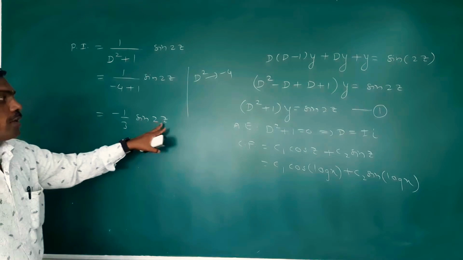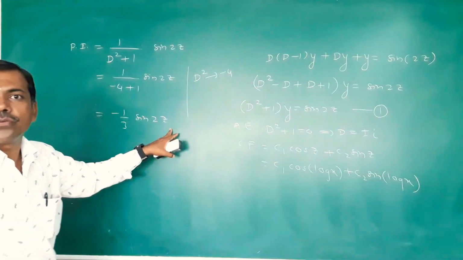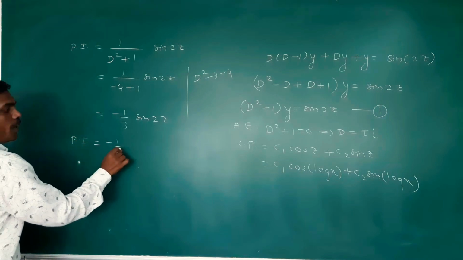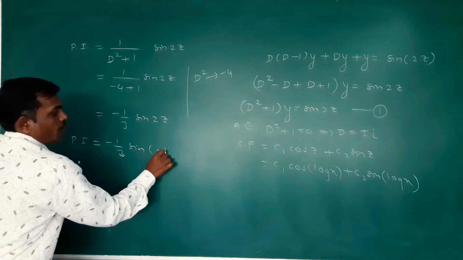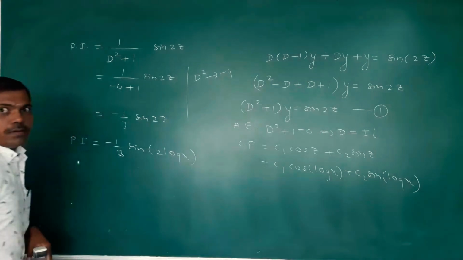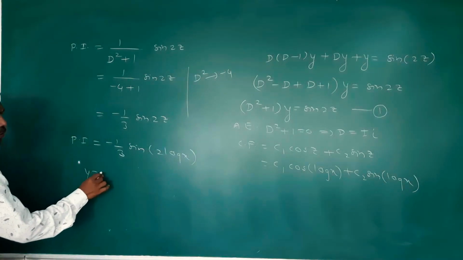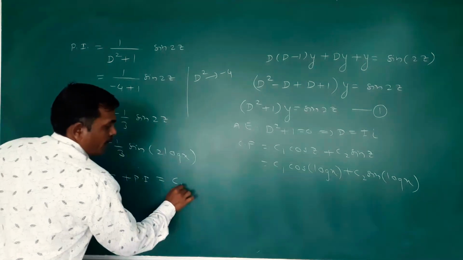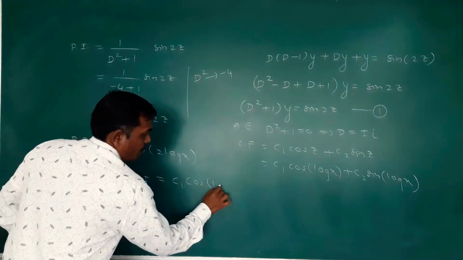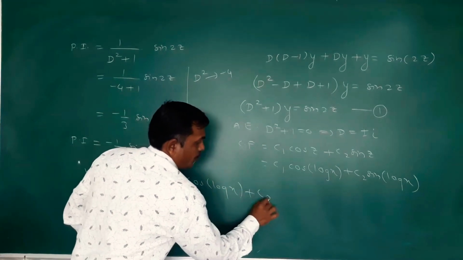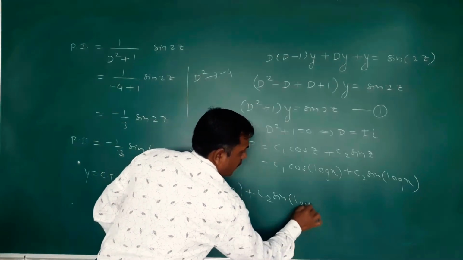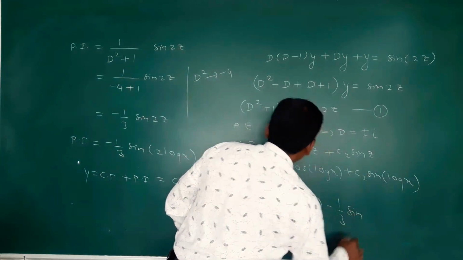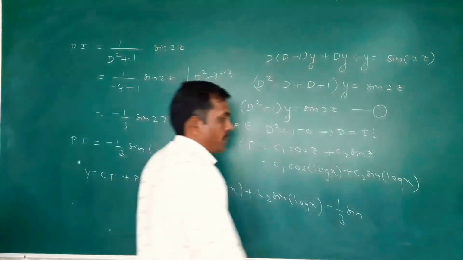But I don't want answer in terms of z. So substitute the value of z. Value of z is log x. So our answer is PI is equal to minus 1 by 3 sin 2 log x. Correct? So final answer, y is equal to CF plus PI is equal to C1 cos of log x plus C2 sin of log x minus 1 by 3 sin of 2 log x.